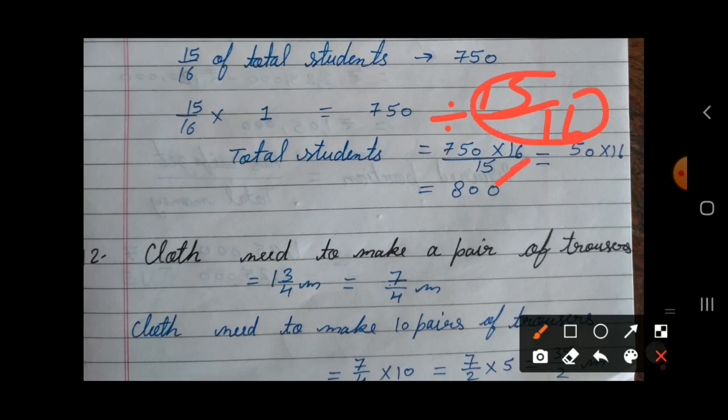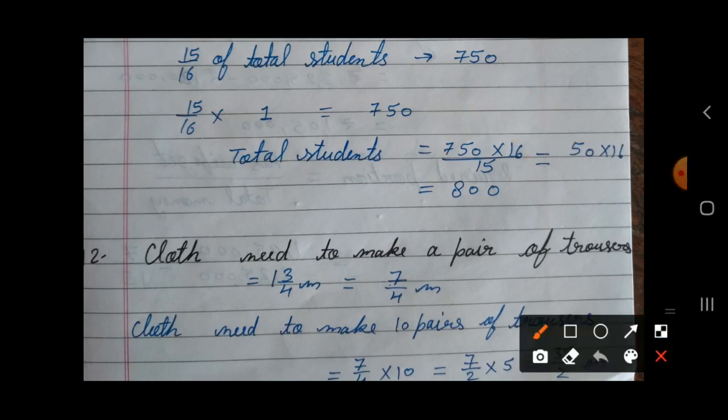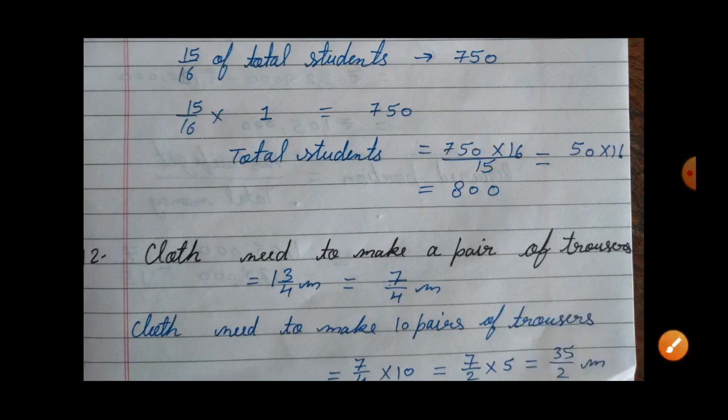This 750 is divisible by 15, 50 times. 50 multiplied by 16, 800. This is the total number of students. Come to the next one, that is question number 12.